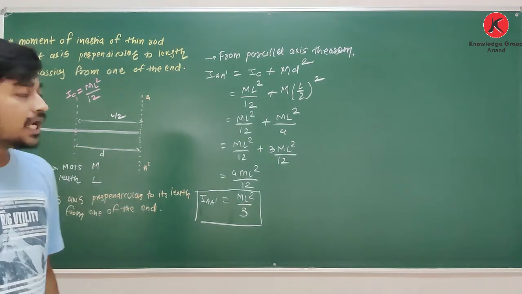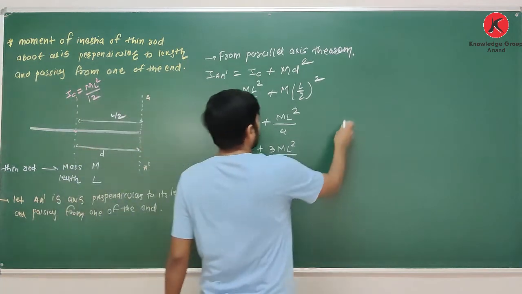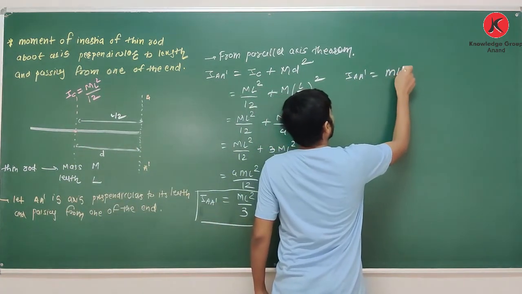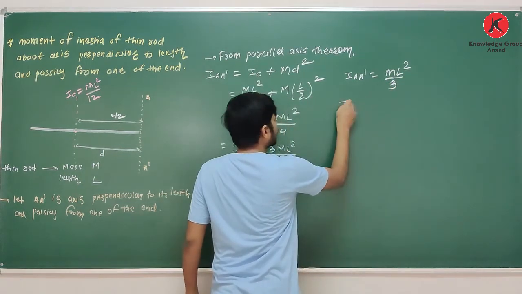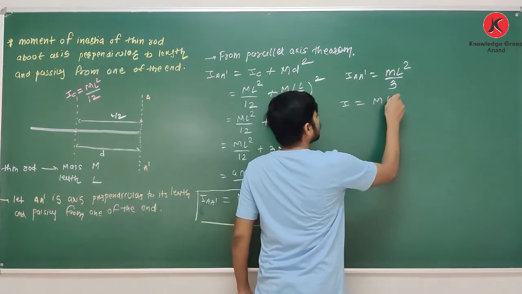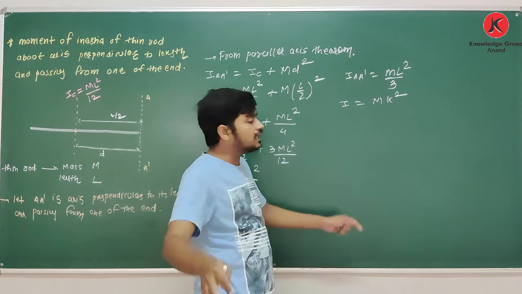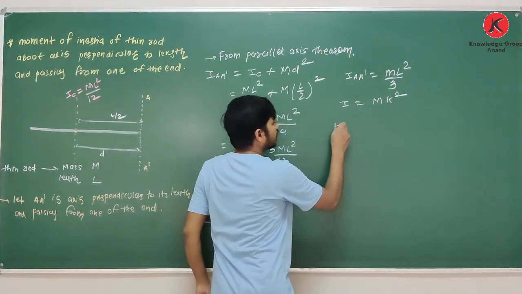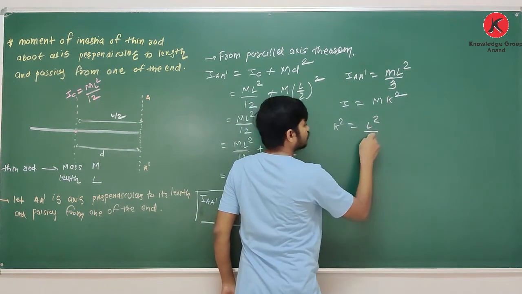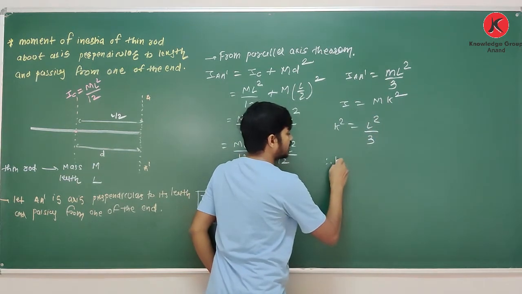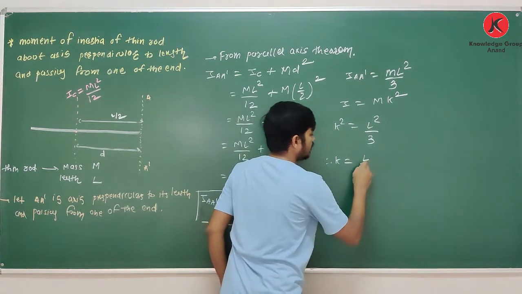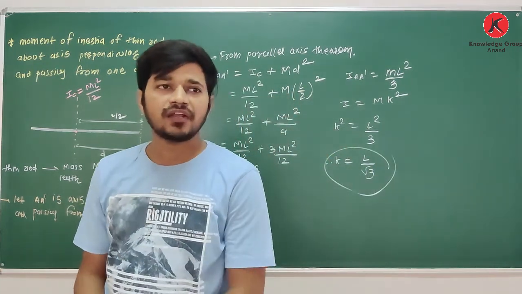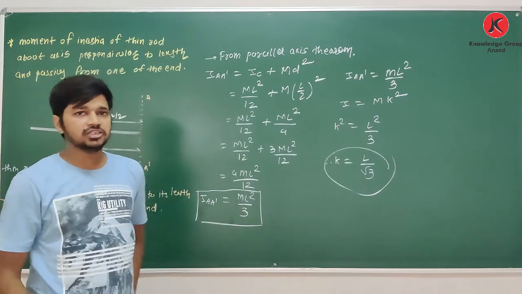Clear about this? Now, how to find the radius of gyration? See, IA dash is equal to ml square by 3. Compare this equation with I is equal to mk square. It is simple. So k square is equal to L square by 3. Therefore K is equal to L upon root 3. It is the radius of gyration.